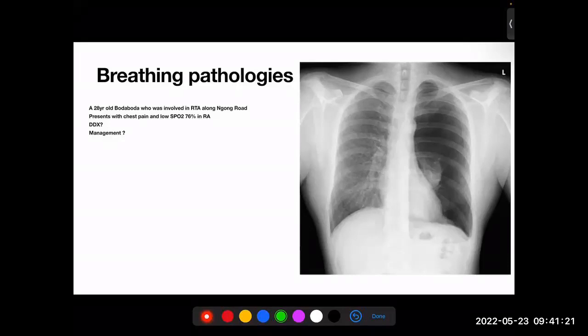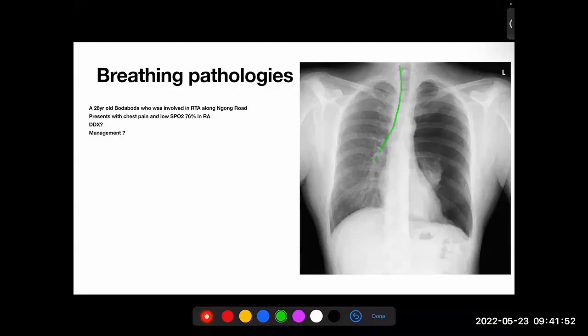A 28-year-old boarder who was involved in a road traffic accident along Gong Road presents with chest pain and a lowest SpO2 of 76% in room air. What is your differential diagnosis? What is your management? Hello? Somebody, can you see the screen? Yes, Dr. Yunnis, we are seeing it. Okay, you guys need to learn to go through.